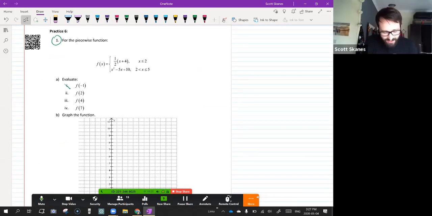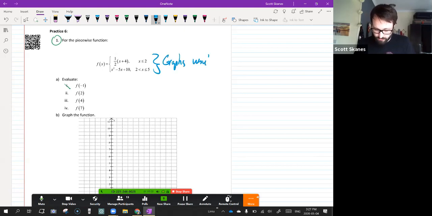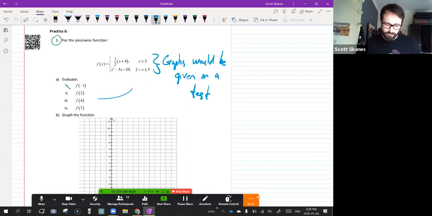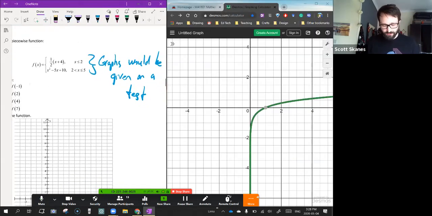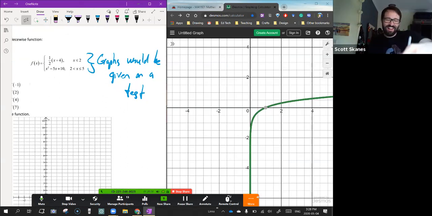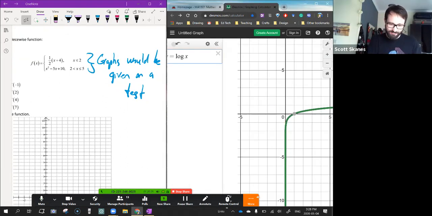Now in this case, we're going to have these two functions. I'll tell you right away, graphs would be given on a test. If I was going to ask you to do something about graphs, they would be given. But generally, I'll probably just ask you to work on this and then evaluate. But I'm getting ahead of myself. Let me graph this so you see what I'm talking about. I need to remember how to graph piecewise functions now. I think I can remember. Just give me a second.